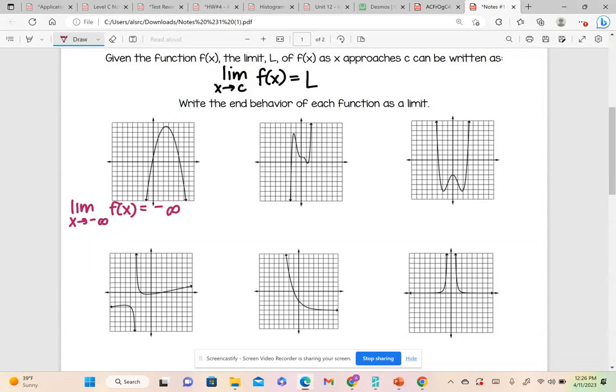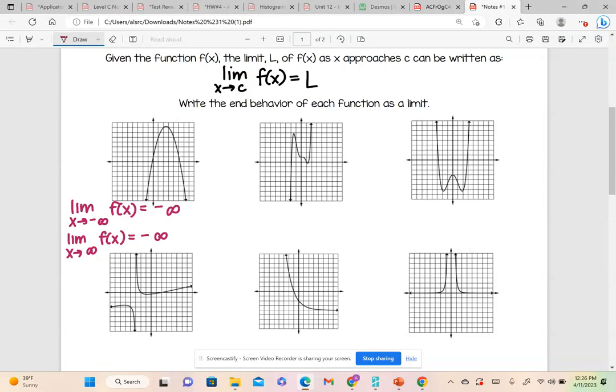Okay, is that my only limit? My other one is going to be my limit as x approaches positive infinity of f of x equals what? Negative infinity.